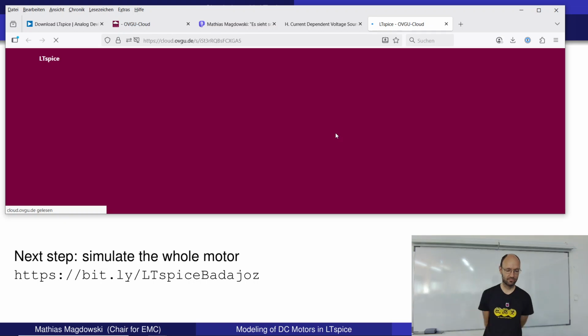And there should be several LTspice files. Yeah, it says it's some public shared folder. And there should be, I don't know why it's taking that long, but maybe because my computer is slow.